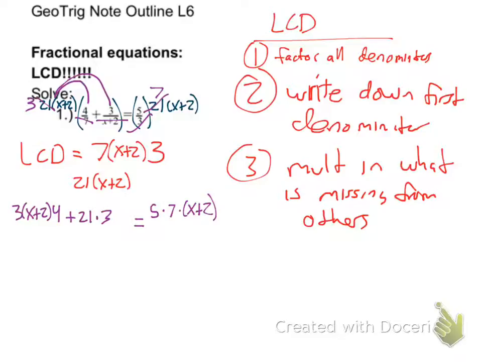And now I can start to clean this up. The 3 times the 4 make a 12. Taking it one step at a time. 21 times 3 is 63. 5 times 7 is 35.